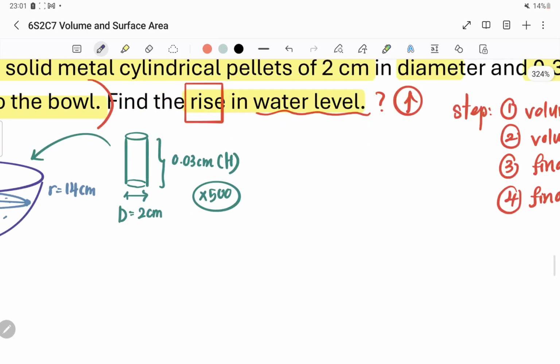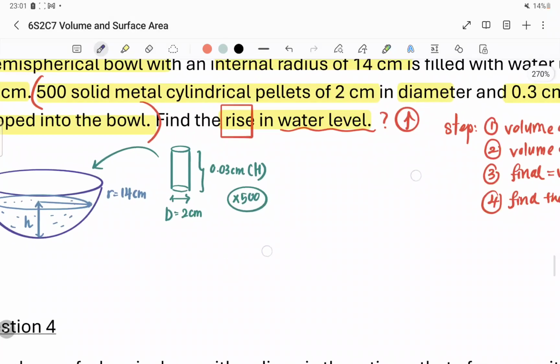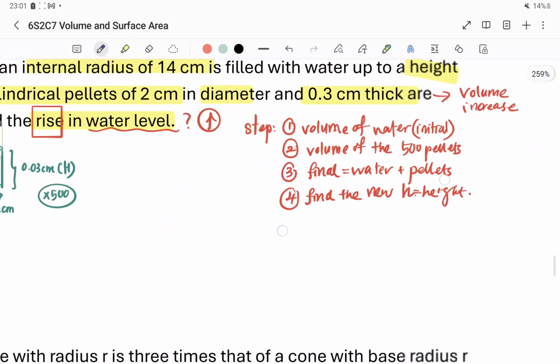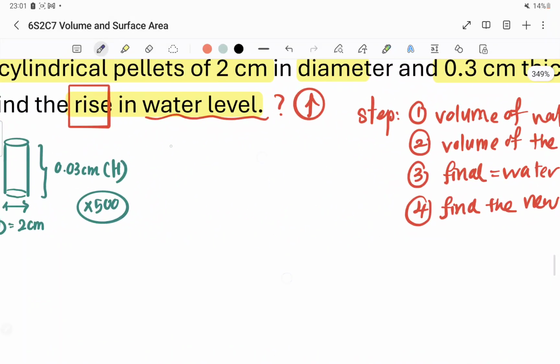Okay, sorry, I need to make some changes here. Okay, so first step, the step is still the same. First thing, we want to find the volume of the initial water.